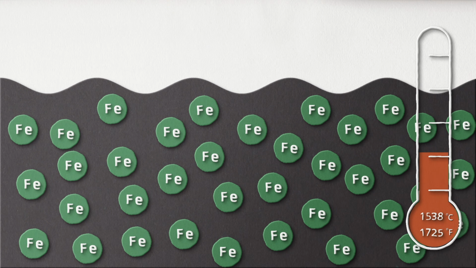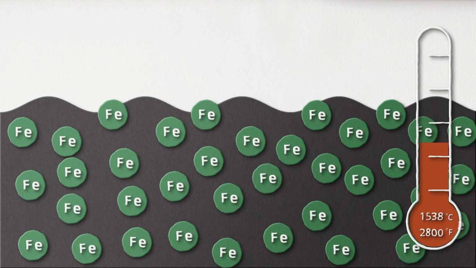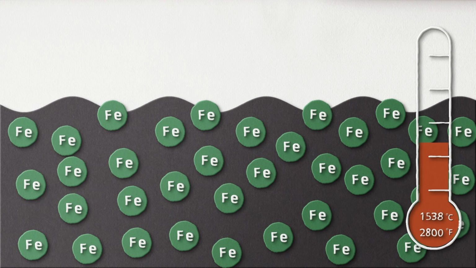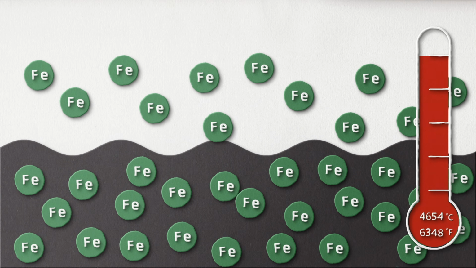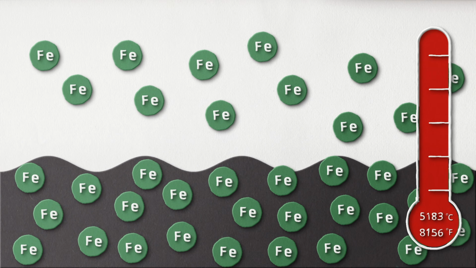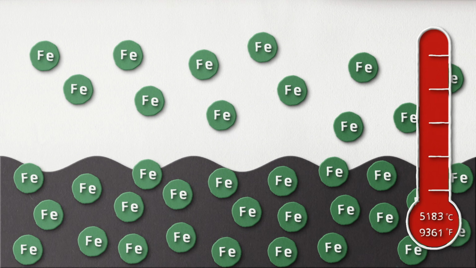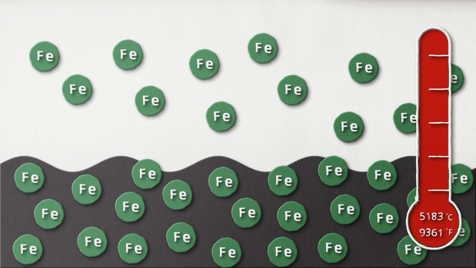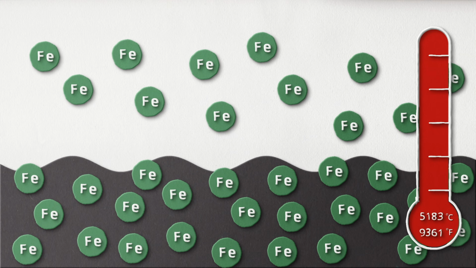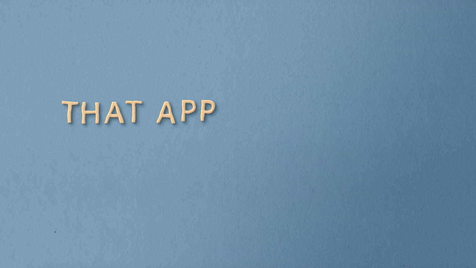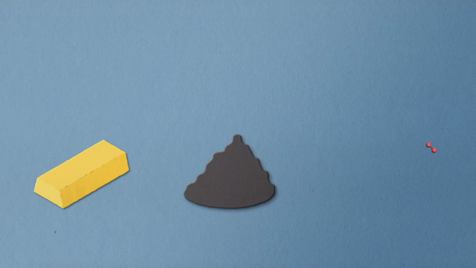And similarly, if you heat iron to 1538 degrees Celsius or 2800 degrees Fahrenheit, you will be left with molten iron. Or if you turn up the heat to 5183 degrees Celsius or 9361 degrees Fahrenheit, you will have gaseous iron. Whatever you did there, the end product was always a slightly different or smaller version of iron. And that applies to any element, be it gold, carbon, or oxygen.